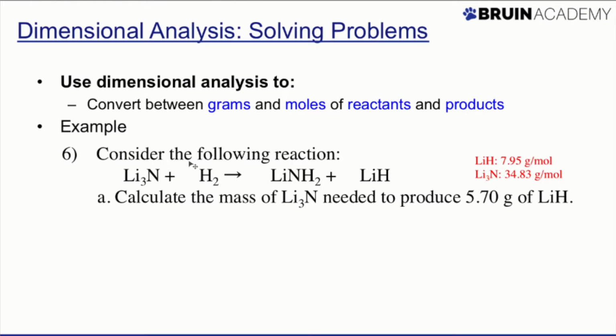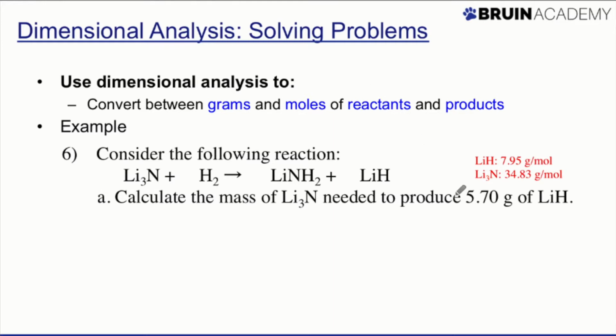Okay, so it says, consider the following reaction, and it gives us this reaction. Calculate the mass of Li3N needed to produce 5.7 grams of LiH, okay? And then here, usually this wouldn't be given. These are the molar masses of these compounds. Usually you'd have to use the periodic table to calculate that, but here, for the sake of convenience, I'm giving it to you, okay? So let's go ahead and try to do this, and we're going to use dimensional analysis.